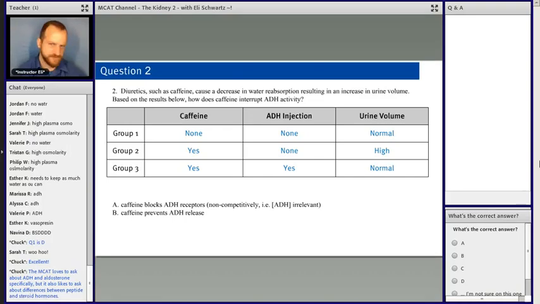And they have an experiment, apparently. So the experiment is about what caffeine is actually doing. We know it's a diuretic. We've been told it's a diuretic. But what is actually happening? Is it blocking ADH receptors, or is it blocking ADH release?